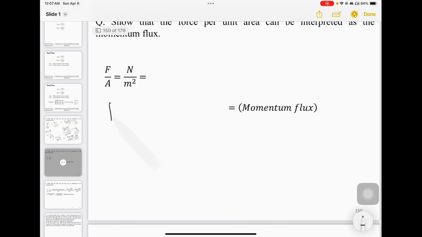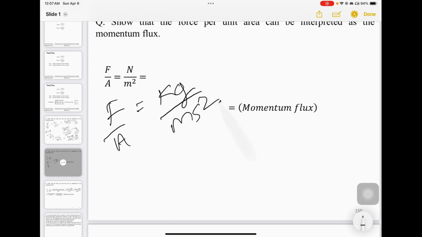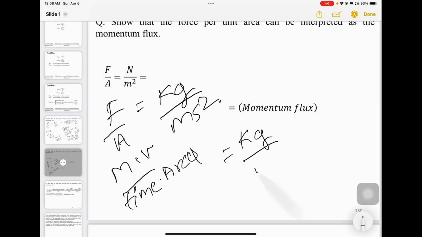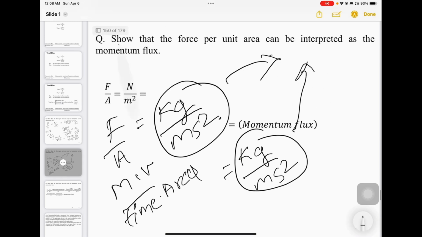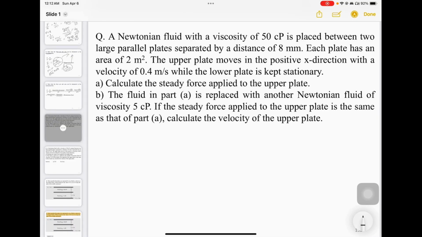Overall, we get that force upon area is equal to kg per meter second square, and the momentum flux, momentum upon time into area, also gives kg per meter second square. Therefore, both of their units are the same, so we can say that force per unit area and momentum flux are actually the same. Now, let's start with our next question.